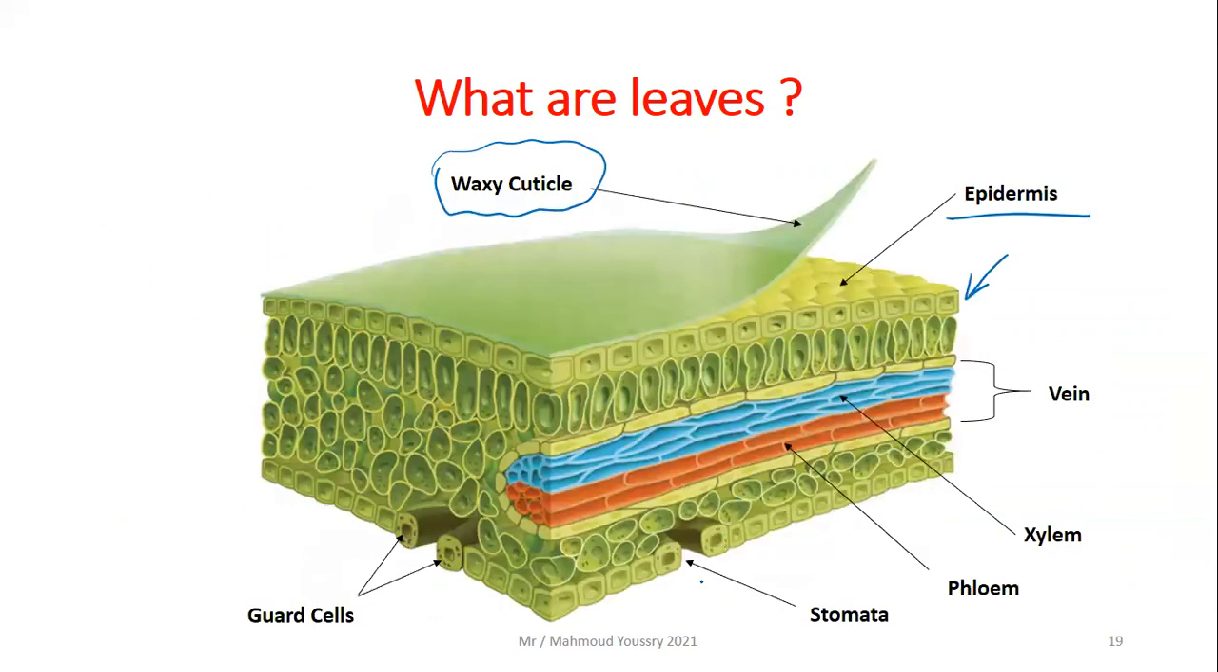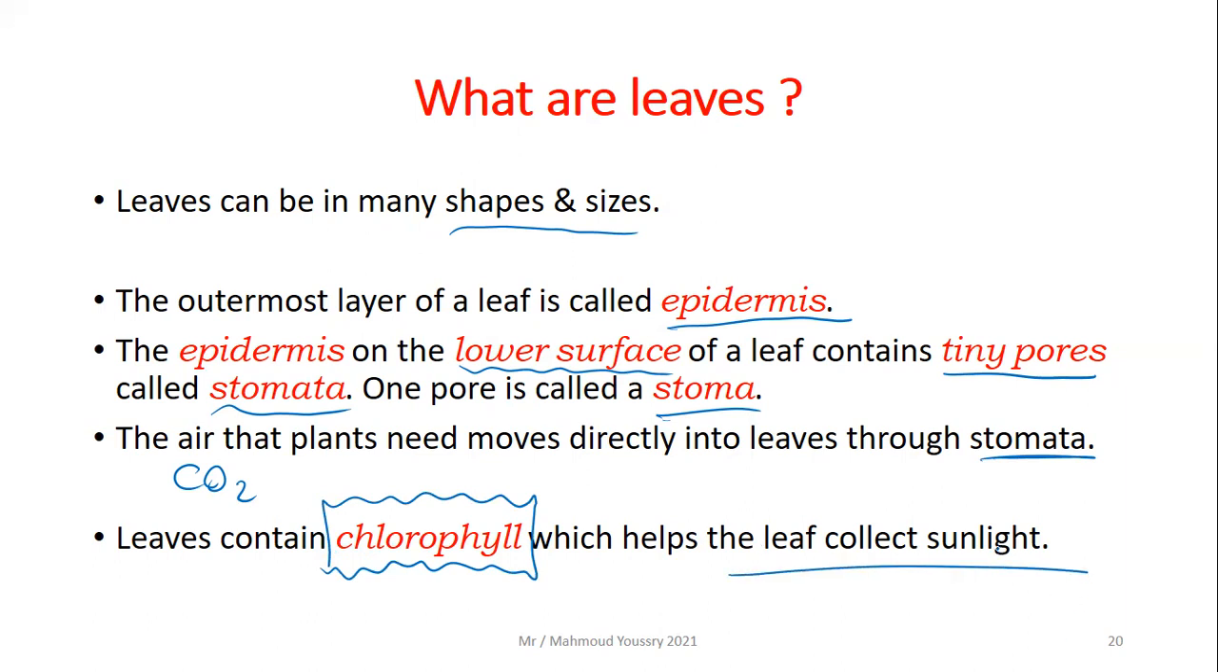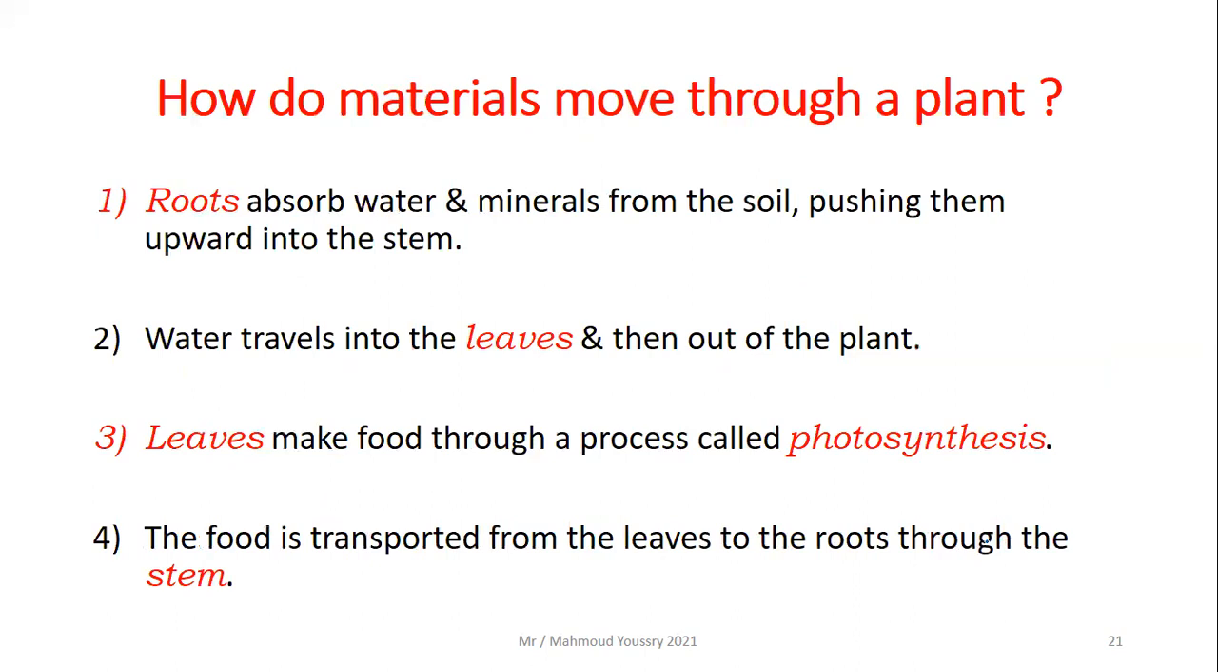Look at this picture right here. Can you see these openings? They are called the stomata. Great. The one pore is called the stoma. The air that the plant needs, do you remember? It's carbon dioxide that the plant needs. It moves directly into the leaves through the stomata. The leaves contain a green pigment named chlorophyll. This chlorophyll helps the leaf to collect the sunlight needed for photosynthesis.